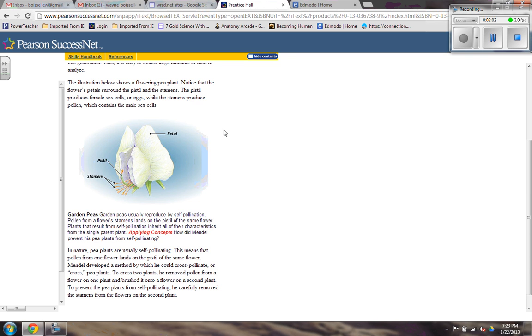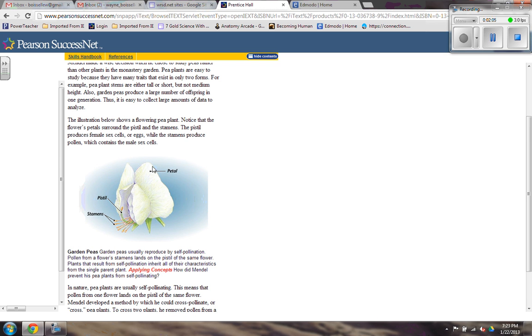So let's get back to up here for a second. The way the plant is set up, of course, the petals are here to attract a would-be pollinator, such as a bee. The stamens are the male part, which produce the pollen. The pistil is the female part that receives the pollen. So the pistil produces female sex cells, those would be the eggs and other parts of the female part of the plant. And stamens produce the pollen, which are the male sex cells.